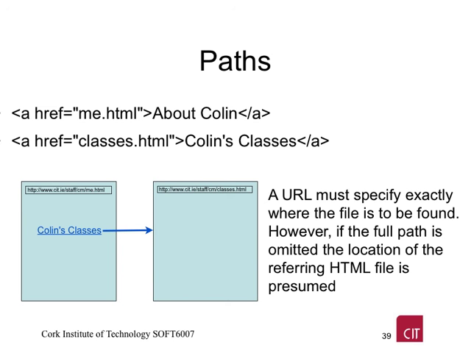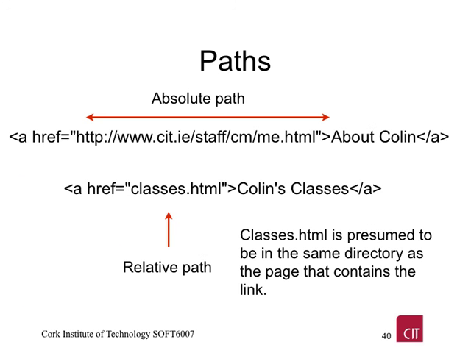When we give the path of one file relative to the page that's looking for it, we call that a relative path. So if you use the big long name, www.cit.ie, and so on, that's an absolute path. When you reference the page you want to go to relative to where you are already, that's a relative path.